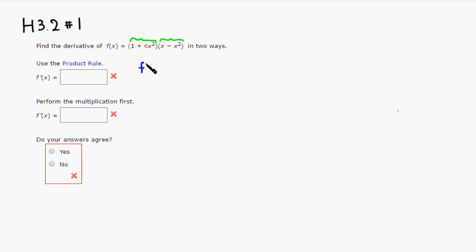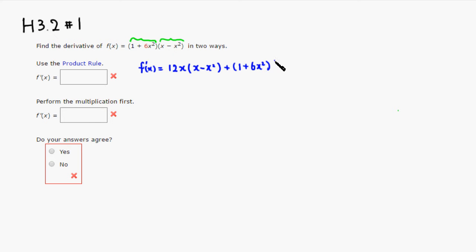Alright, f prime of x is equal to, the derivative of this guy: the derivative of 1 is 0, and the derivative of 6x squared would be, put 2 in front, so 6 times 2 is 12, and subtract 1 from the power, so it's going to be 1, and times the second, so just copy the second guy, quantity x minus x squared, plus the first guy, so 1 plus 6x squared.